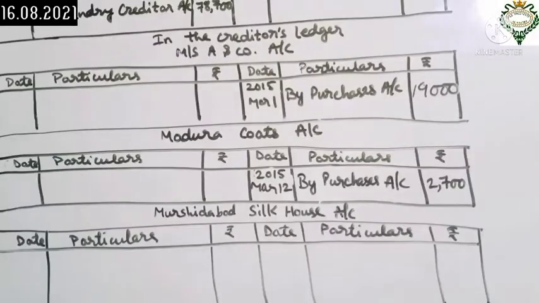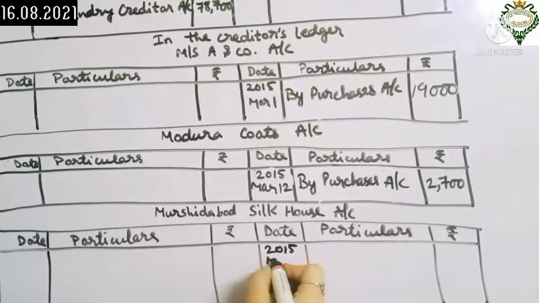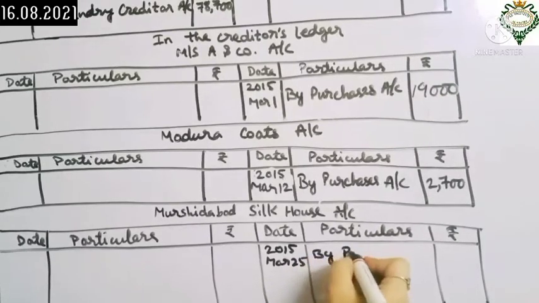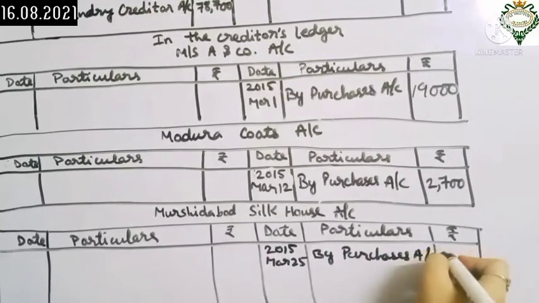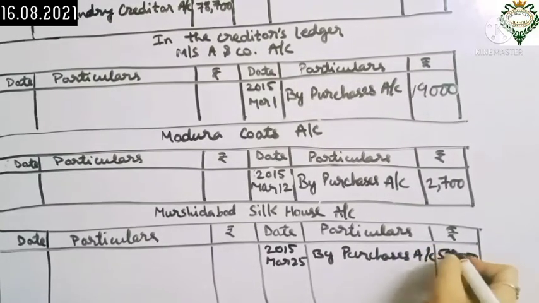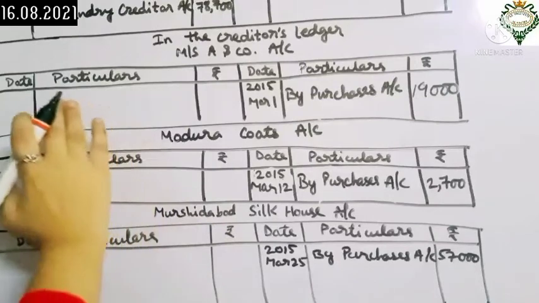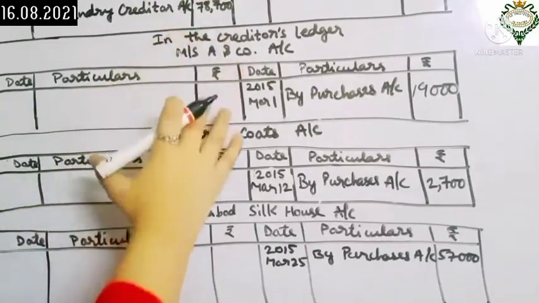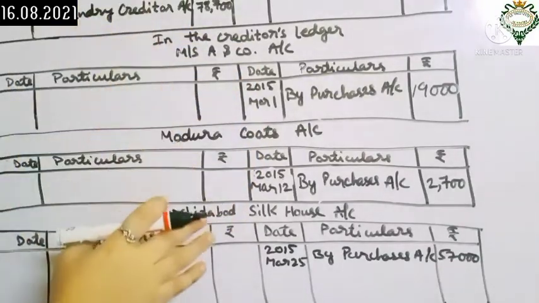Now come to the last account. The last transaction has been done with Murshidabad Silk House account. For that ledger account I have drawn here, the transaction has been done on March 25. And here also we have to write by purchases account, and the amount was 57,000. Got it? So in this way we have to post all the transactions to the ledger accounts by drawing separate ledger accounts for each company, for each creditor. So that's all for the purchases day book.